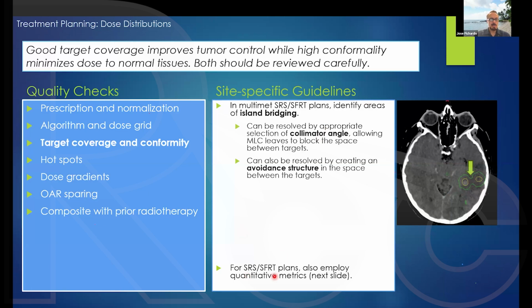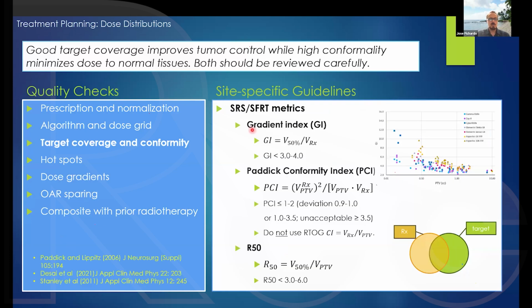Now for SRS and SFRT, we have specific metrics that are used. One of those metrics is called the gradient index. The way you calculate the gradient index, you take the volume of your 50% isodose volume and you divide it by the volume of the prescription isodose, which is your 100%. That ratio ideally is less than 3 or between 3 and 4.